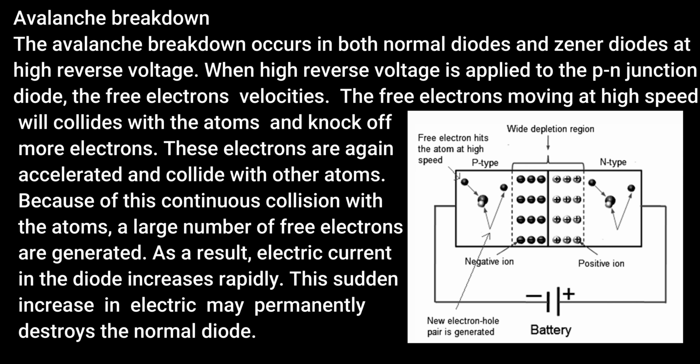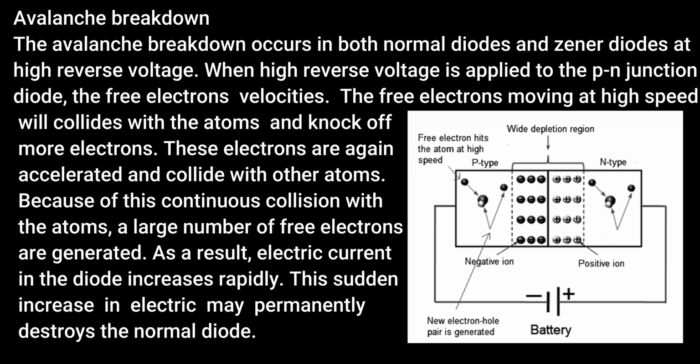These electrons are again accelerated and collide with the other atoms. Because of this continuous collision with the atoms, a large number of free electrons are generated. As a result, electric current in the diode increases rapidly. This sudden increase in electric current may permanently destroy the normal diode.